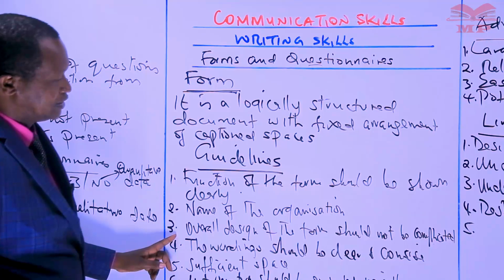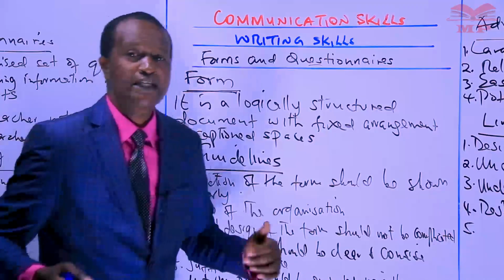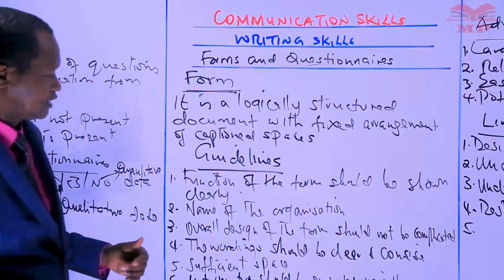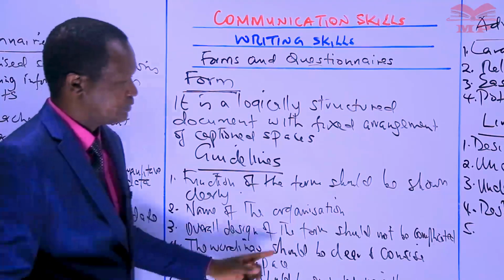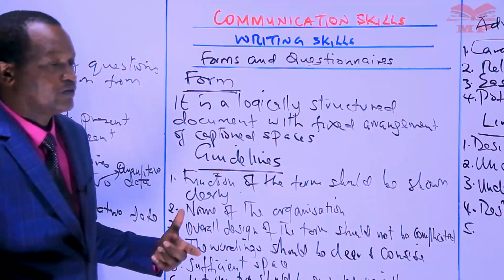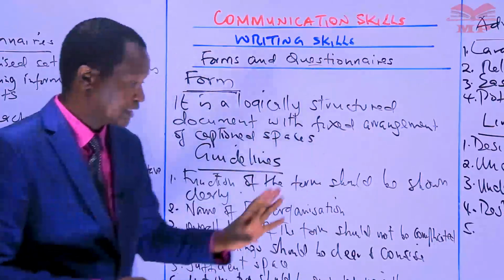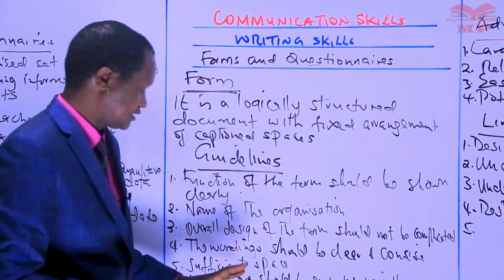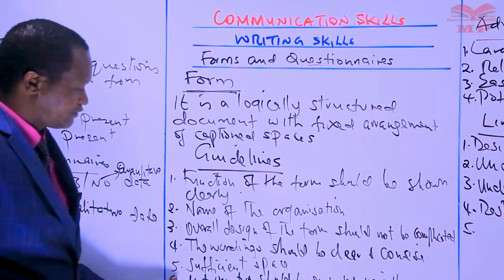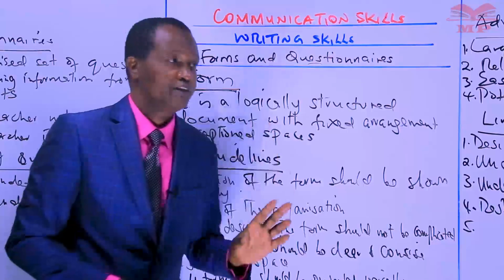Then the third guideline is that the overall design of the form should not be complicated. Number 4, the wording should be clear and concise. The form should not be detailed where you open pages. No, it's supposed to be clear and concise. Then number 5, you say that there should be sufficient spaces for filling the form.